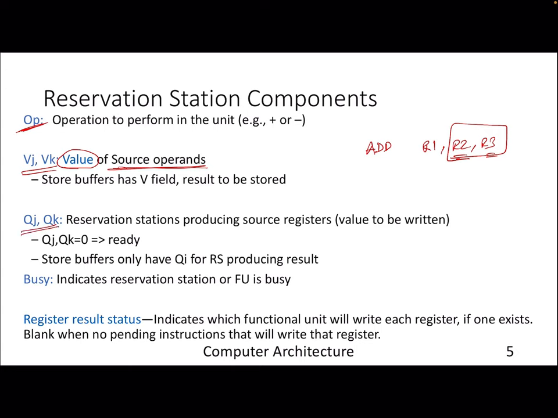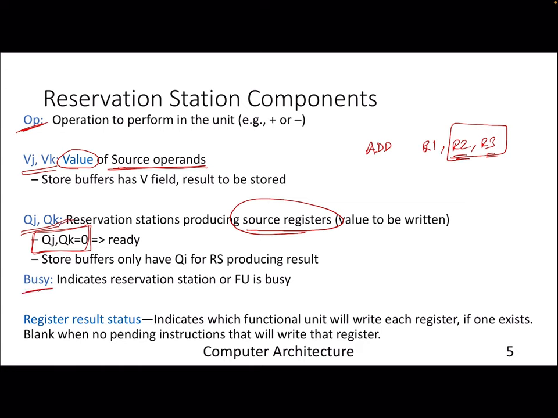There are other fields which are populated when the source operands are not available, which means there is a possibility of hazard and we are waiting for the data. In that case, it will store the source of those values, like who will provide those values, whether it's produced by some load instruction, or by some other addition or multiplication instruction. Those things will be stored here. And if there are no entries in these two fields, that means the instruction is ready. There is no need to wait for anyone. It can go into the functional unit and start executing.